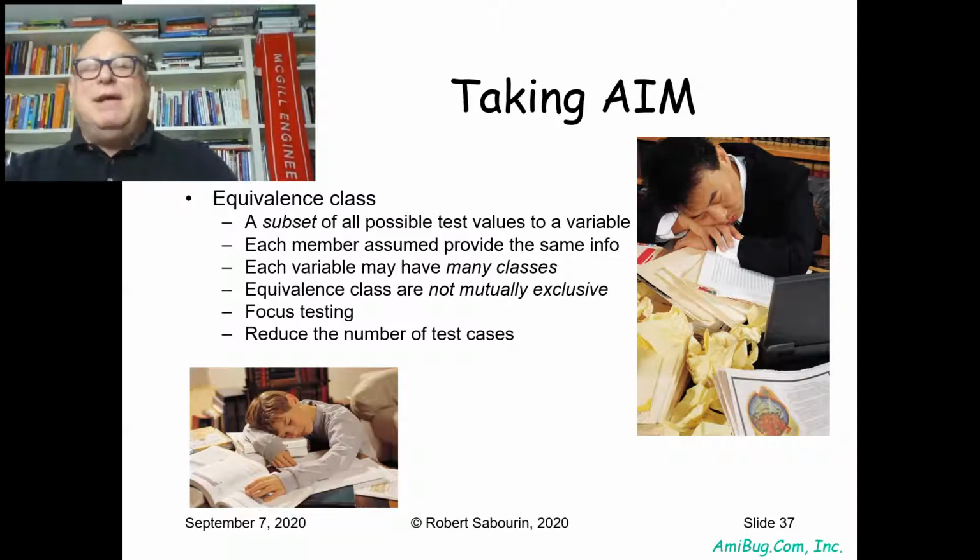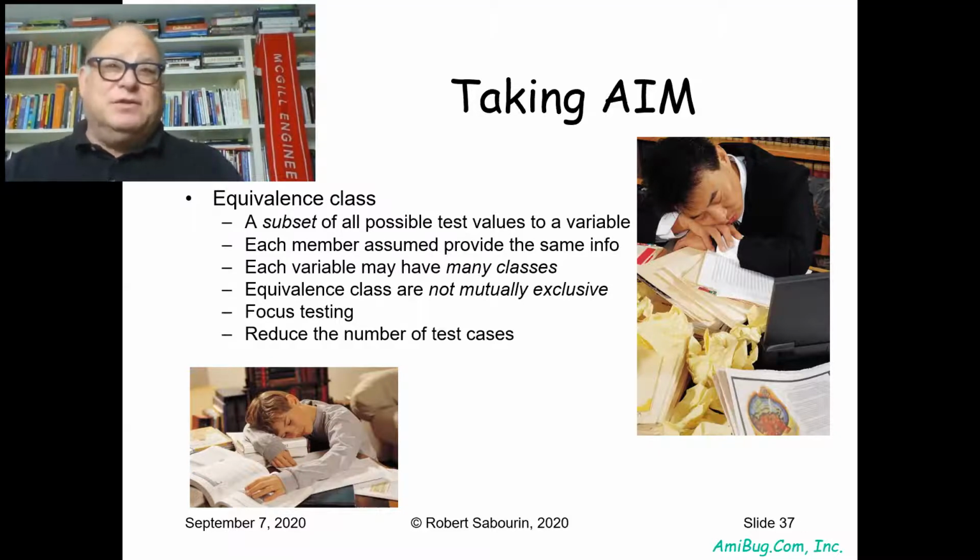Each variable may have many classes. There are many subsets of values. The classes do not have to be mutually exclusive. They can overlap. Indeed, in some cases, it's almost considered a good idea that they overlap. The purpose of identifying equivalence classes is to focus your testing. Once you've identified a class, you don't have to test every member of the class. The idea is you'll choose a small sample of the members of the class.